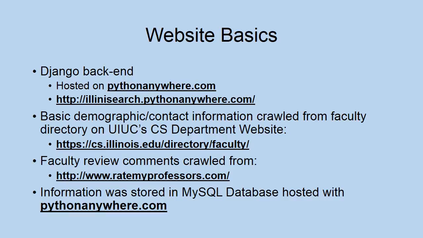We used the Django framework to set up the backend and MySQL to store the appropriate data. The basic demographic information was obtained from the UIUC CS department website's faculty pages. The comments regarding each professor were obtained from a site called ratemyprofessors.com that allows students to review their instructors in universities across the US. The framework is hosted on a website called pythonanywhere.com.